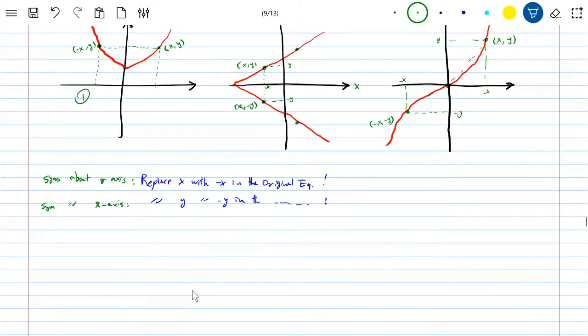So if we're discussing symmetry about the origin, then what we need to do is replace x with negative x, and at the same time replace y with negative y in the equation, to see if we get the same equation or not.